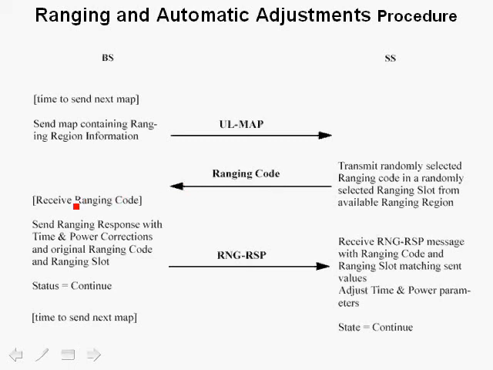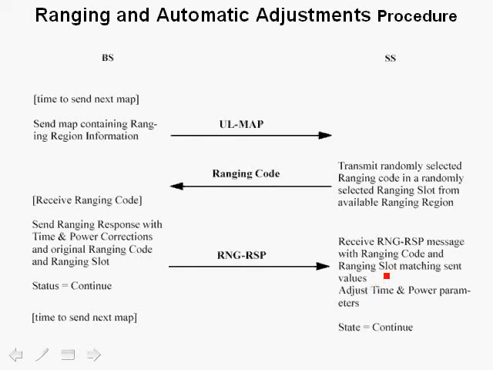The base station receives the ranging code and, of course, does the signal processing necessary to extract the timing offset and also measure the power and compute power corrections. So the base station then sends a ranging response with the time and power corrections and the original ranging code and ranging slot. Again, it didn't know which subscriber sent this, so it sends the ranging code and ranging slot back. The subscriber receives the ranging response message from the base station, checks the ranging code, the CDMA code for example, and the ranging slot, matching the sent value.